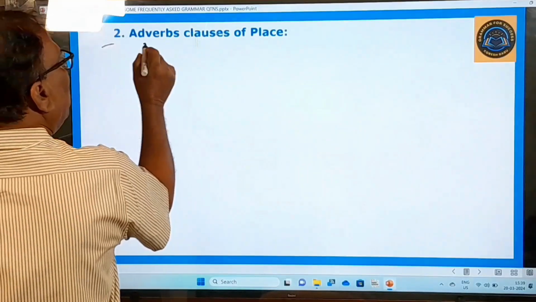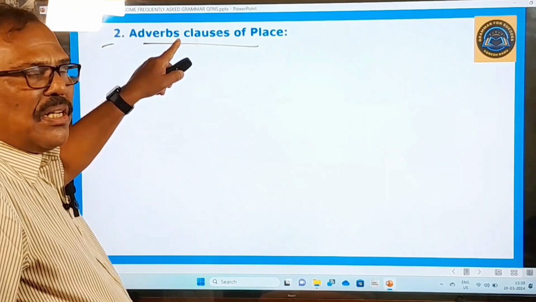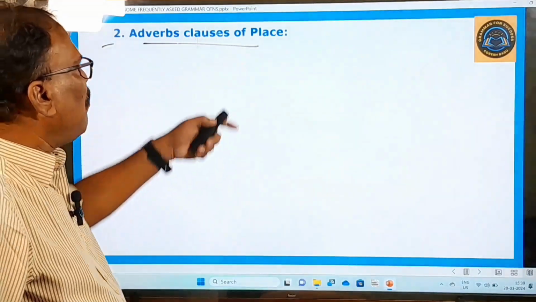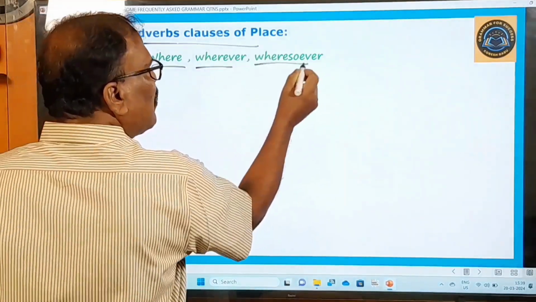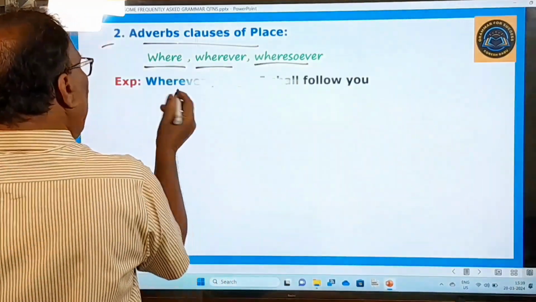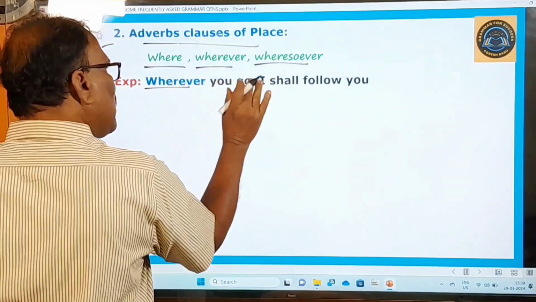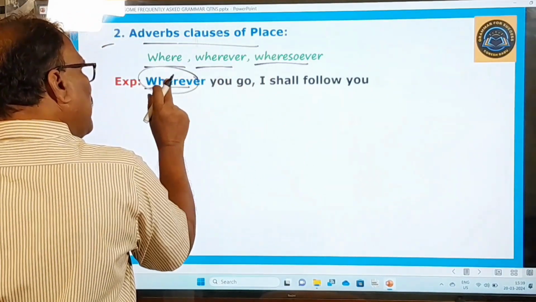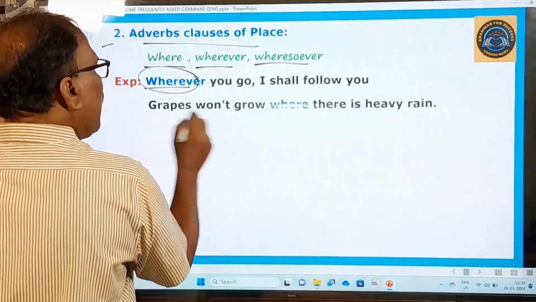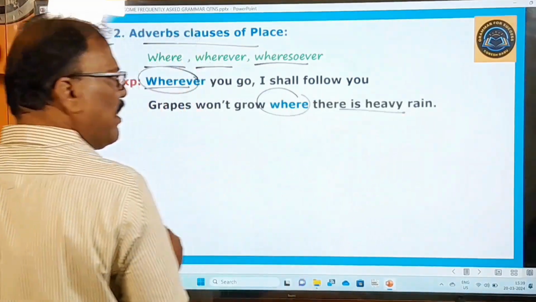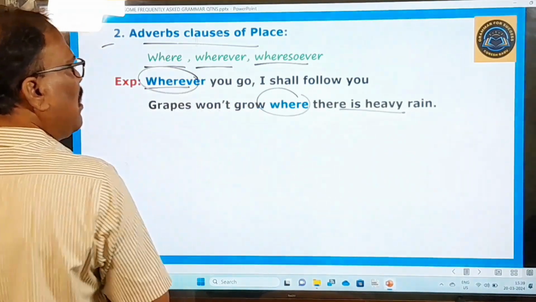Second one, adverb clauses of place. Okay, the subordinating conjunctions that introduce adverb clauses of place. What are they? Where, wherever, wheresoever, that is there. Okay, here one example: wherever you go, I shall follow you. So in this sentence you find wherever. This is a subordinating conjunction, so it's a complex sentence. And next, grapes won't grow where there is heavy rain. So where is what? A subordinating conjunction, so it is a complex sentence.